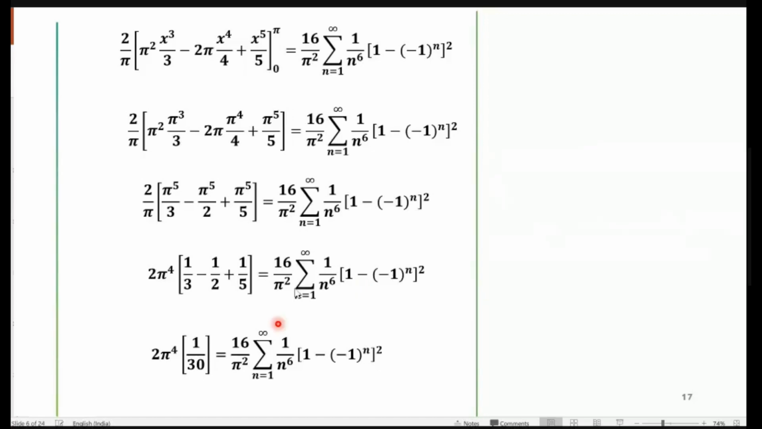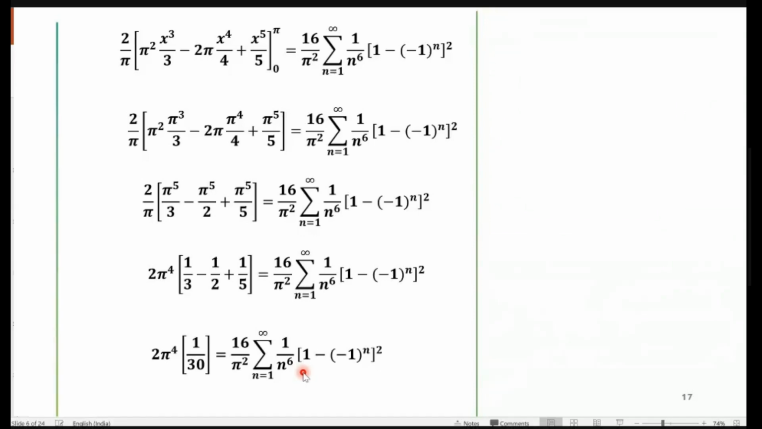If we give the values of n, when n is equal to 1, we get 1 upon 1 raised to 6. Pi on the other side. So pi raised to 6 will come, right? How will it cancel? Okay, this pi. Okay, okay, fine.